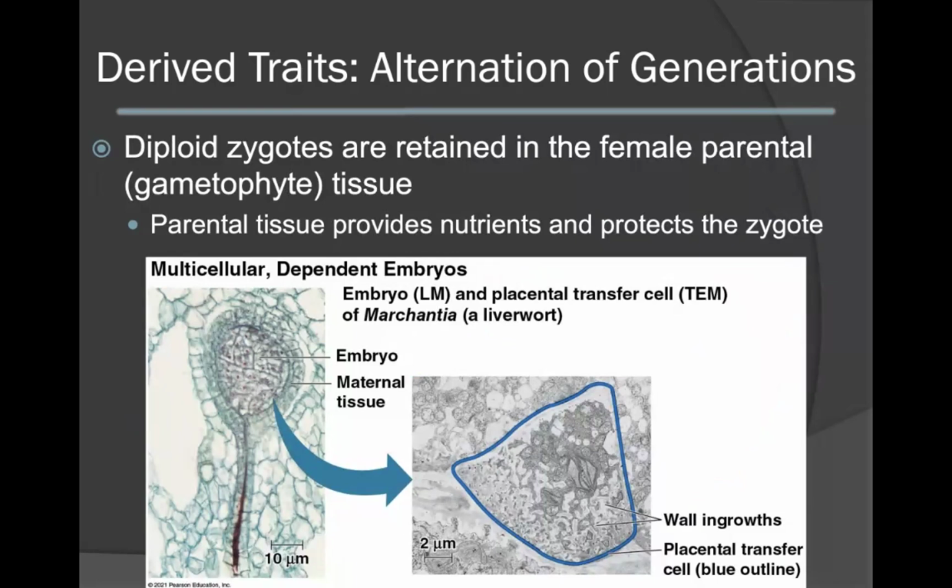Diploid zygotes that are produced can be retained in the female parental gametophyte tissue. This means that parental tissue can serve to provide nutrients as well as protect the developing zygote. In the diagram below, we can see an embryo developing within the maternal tissue.